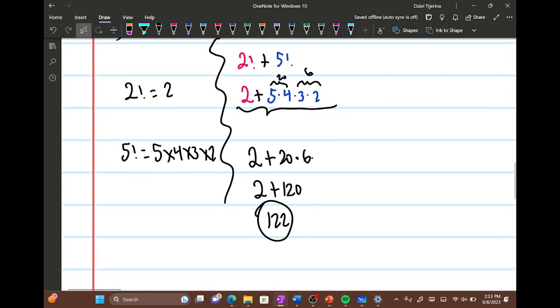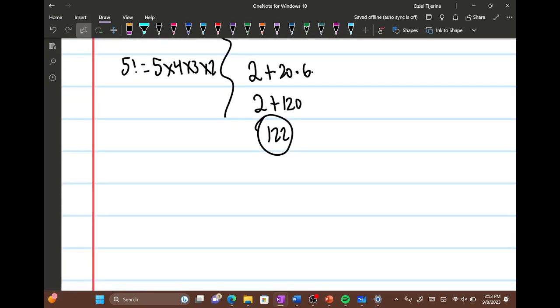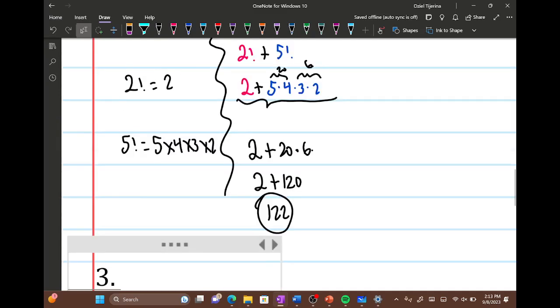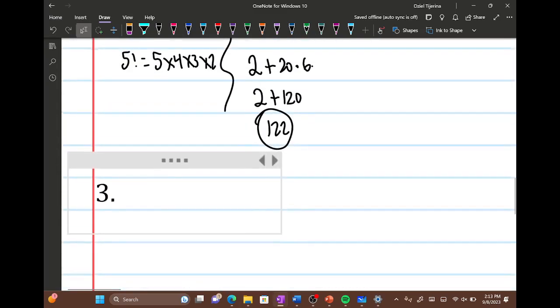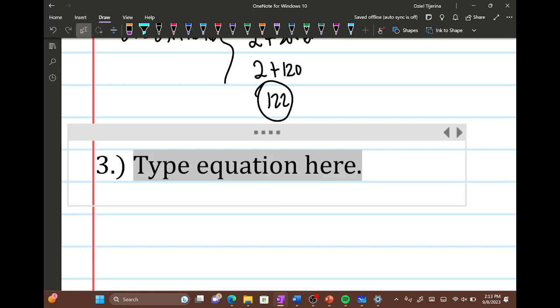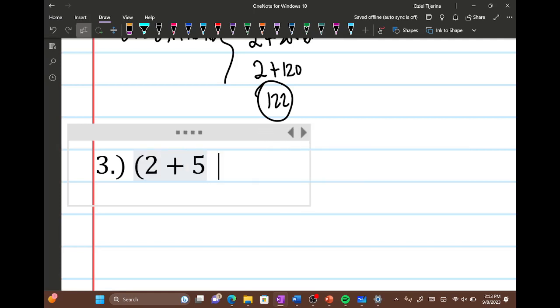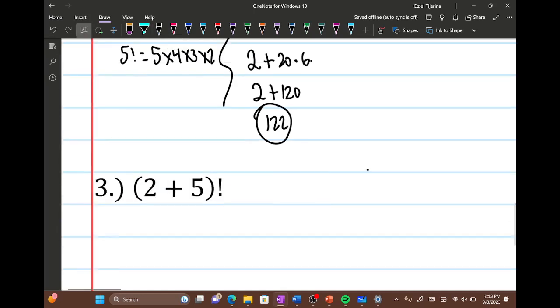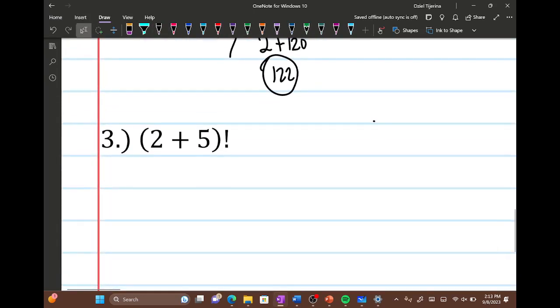And so now the next example that I want to go over looks similar, but it's going to be different. It's not the same thing. So number 3 here, let's try to do one where it's actually like this. So (2 plus 5) factorial.